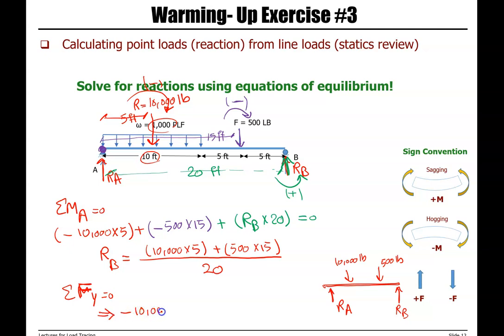Minus 10,000 minus 500 plus reaction of A plus reaction of B is equal to 0. And that's how you solve for reaction at B and reaction at A.